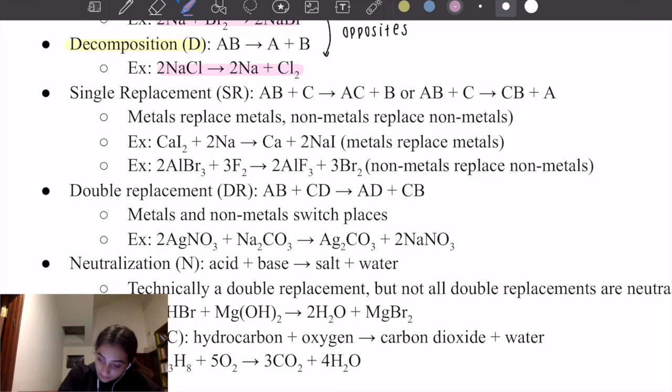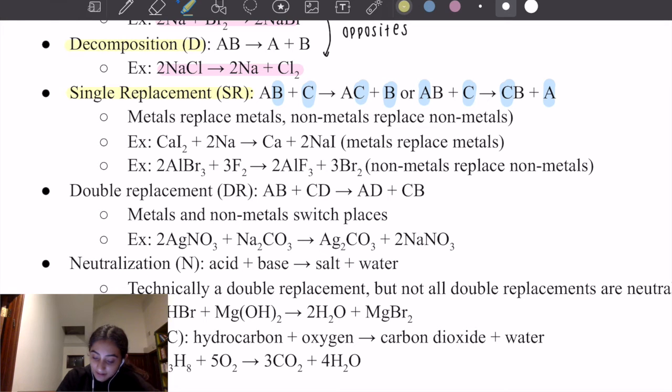Next, we have a single replacement, which is when you have AB plus C yielding AC plus B, or AB plus C yielding CB plus A. So only one thing switches. In this first example, the B and the C switch. And in the second example, the A and the C switch. So this will usually be when you have a compound plus an element, or a compound plus a polyatomic ion.